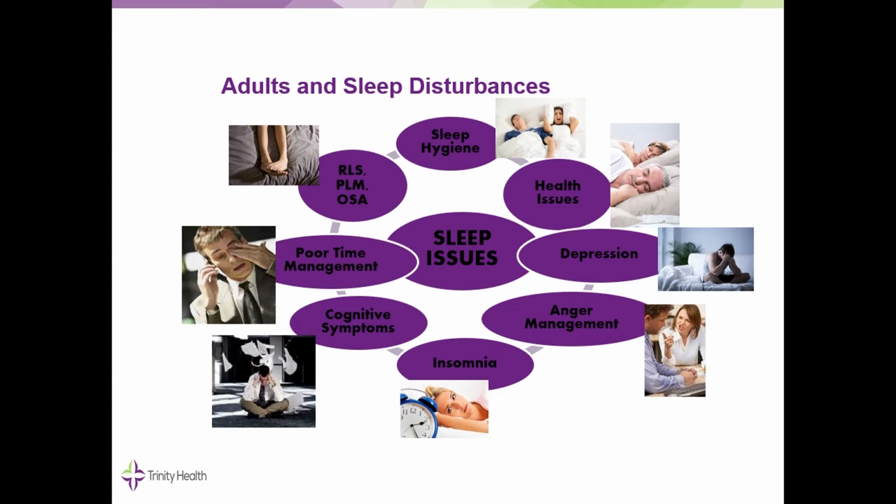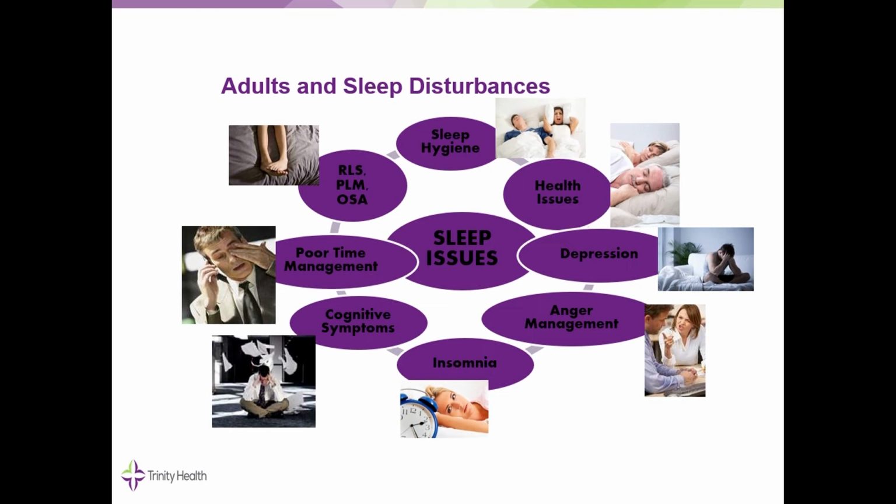Maybe we have some mood problems, and there may be other issues that are contributing to our inability to actually fall asleep at night. But all of these factors can be contributing, and that alphabet soup up in the upper left-hand corner, RLS, PLM, OSA: restless leg syndrome, periodic limb movement disorder, obstructive sleep apnea, are all things that we think are probably not really all that much of an issue, but can make a big difference in terms of our ability to actually get to sleep at night.